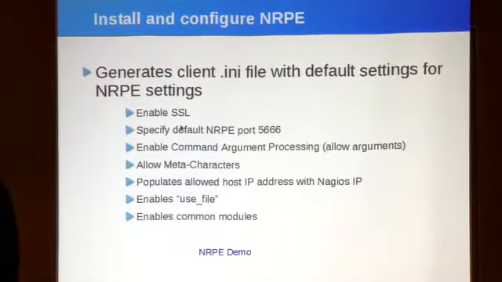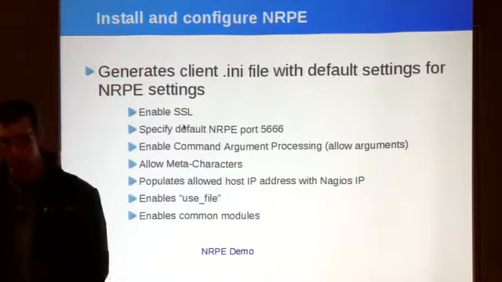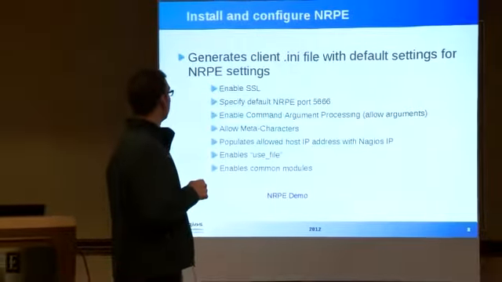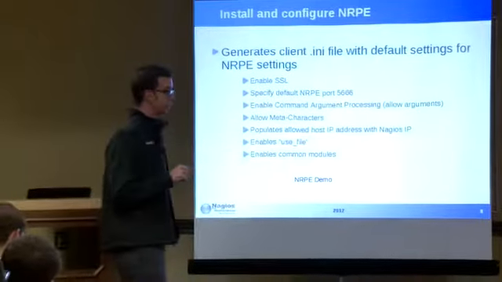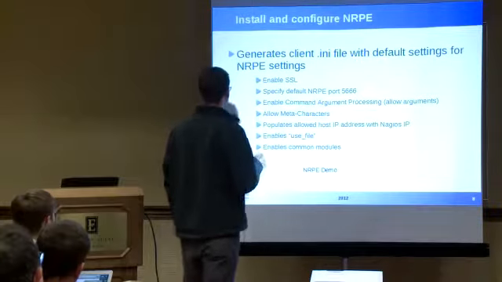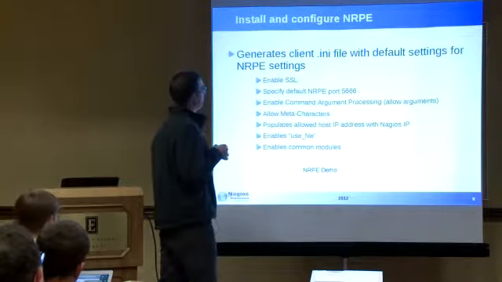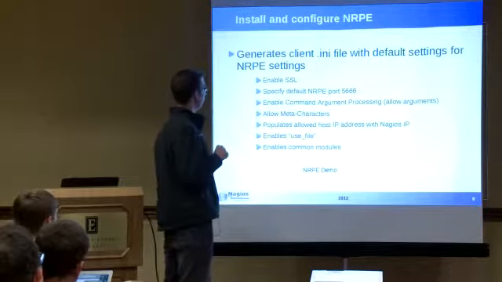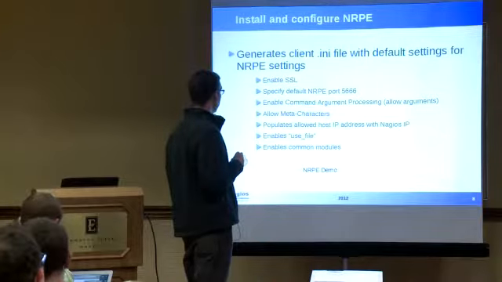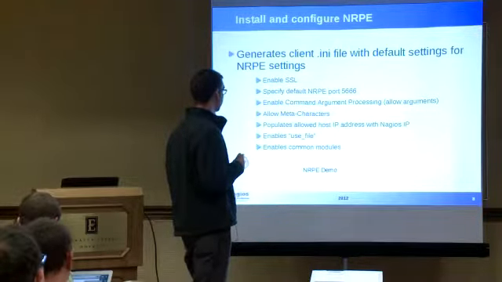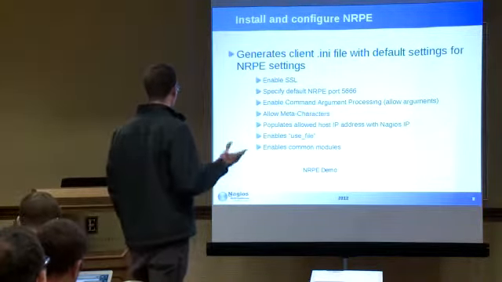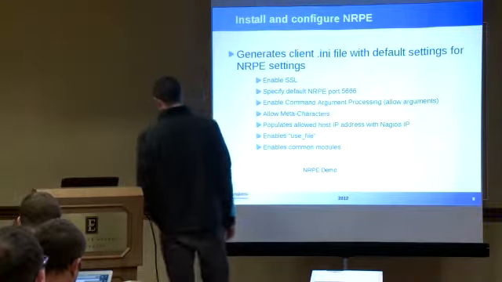so let's say we want to use our NRPE installer. NRPE is nice because you can do things like run external scripts. NRPE uses SSL. So in that manner, it's a bit more secure than checkNT. So basically, here's all of the common settings that it enables in the INI file. So enable SSL, it defaults the ports, enables command argument processing, allow meta characters, populates allowed host IP with the Nagios IP, enables use file, and also enables the common modules for check_nrpe.